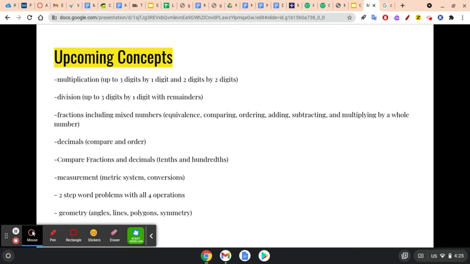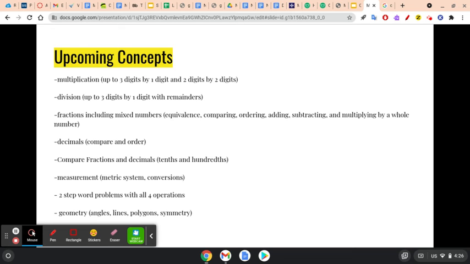They will go above a 3-digit number in multiplication in 5th grade. For division, it is the same. It's 3 digits by 1 digit, and it also will include remainders. We will be doing fractions, including mixed numbers. A main focus will be equivalent fractions and how to find equivalent fractions. Finding equivalent fractions will help them to compare and order, and then also add and subtract. We will also be multiplying by a whole number, so a fraction by a whole number. We will not be multiplying a fraction by a fraction. That will also come next year in 5th grade.